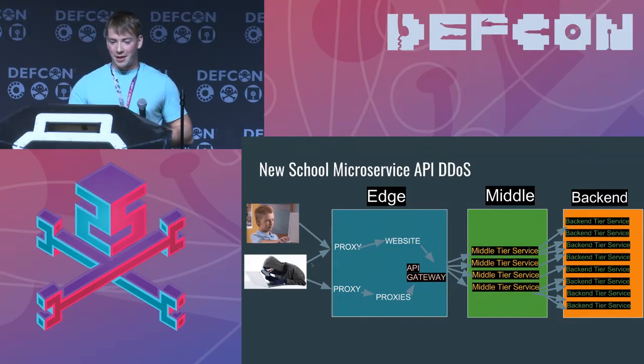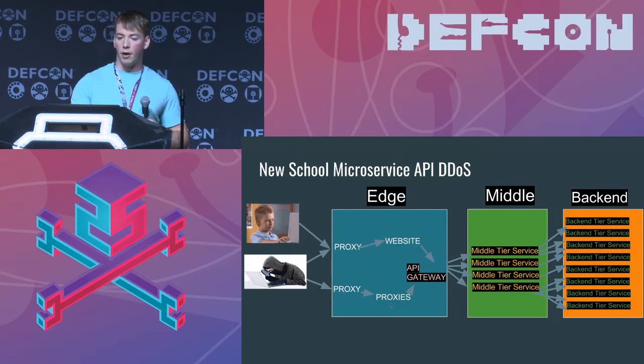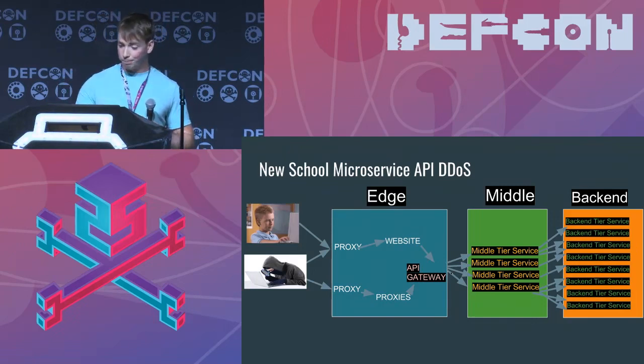So the idea being here we have edge. You can think of the edge as basically things you'd be able to hit in your browser. So we have our proxies, our website, maybe this is static assets and whatnot, another proxy. We have our API gateway here. API gateway, once again, provides that interface to middle tier and back-end services, right?